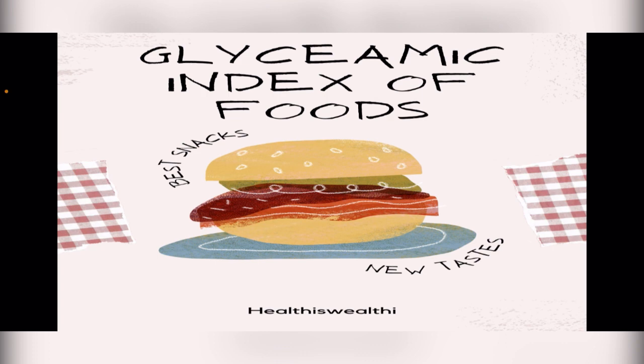The glycemic index ranks food on a scale of 1 to 100 based on how quickly they raise blood sugar. Foods high in GI, with a value of greater than 70, cause a quick spike in blood sugar, while those with low GI values of less than 55 digest more slowly and cause a more gradual rise in blood sugar.